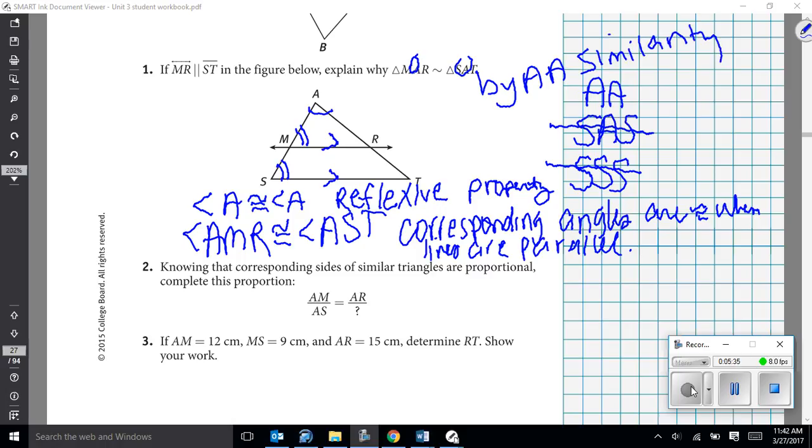All right, good there, right? So we just did a quick little proof. That's exciting, right? Woo! All right, so knowing that corresponding sides of similar triangles are proportional, complete the proportion. So side AM, that's this side here, corresponds to AS, which is the big side, and then AR corresponds to what? AT. So now we're just substituting into the proportion we just created, and what did you determine the length of RT to be?